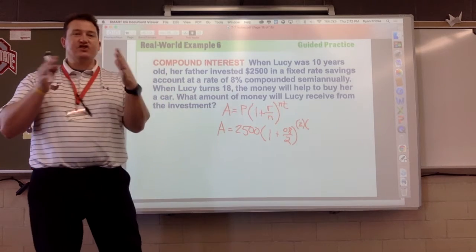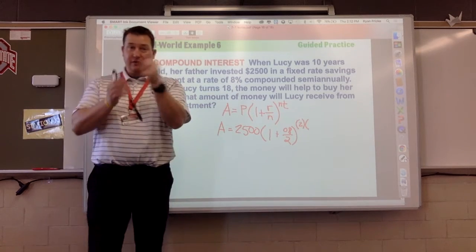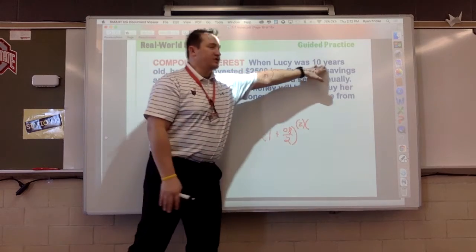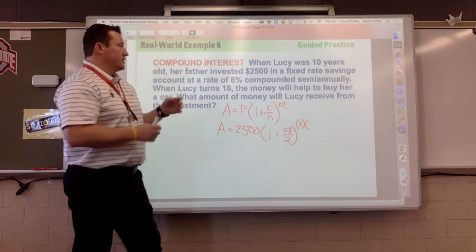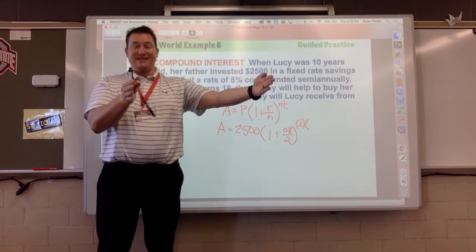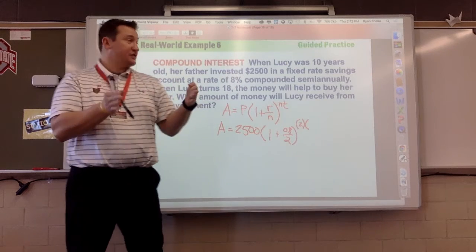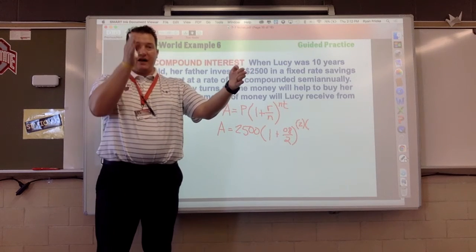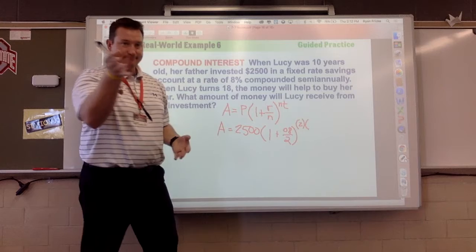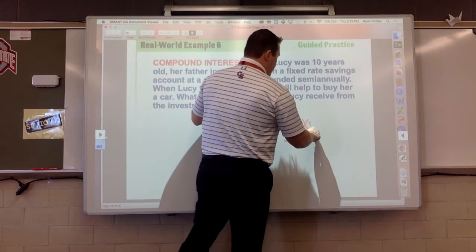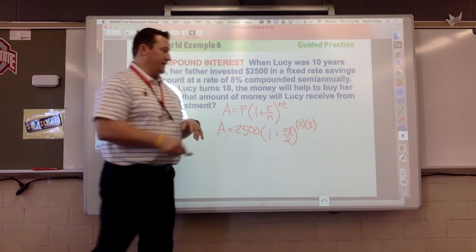Because he didn't start investing this when she was 0, like when she was born. He waited until she was 10 years old. So she's 10 years old, and when she's 18, I'm going to take all this money and buy a sweet car. So how much time goes by between 10 and 18? That's 8 years. So my t value is 8.